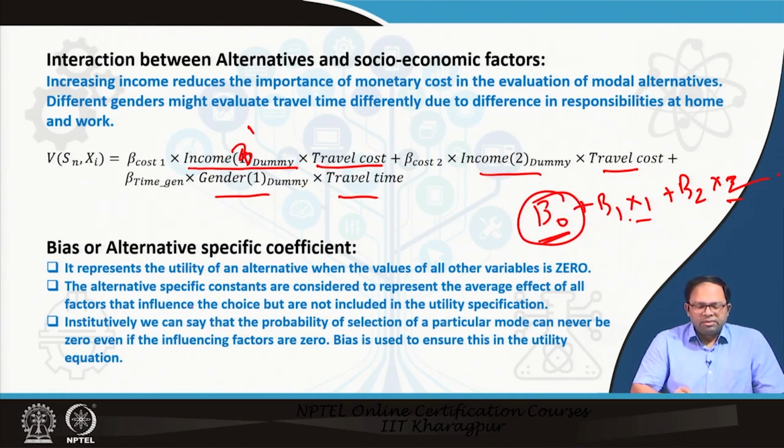The alternative specific constants are considered to represent the average effect of all factors that influence the choice but are not included in the utility equation. So this is considering everything that is not there. Intuitively, we can say that the probability of selection of a particular mode can never be 0, even if the influencing factors are 0. Bias is used to ensure this in the utility equation. So that's why we introduce this beta 0 term.